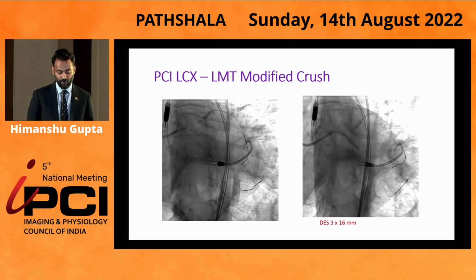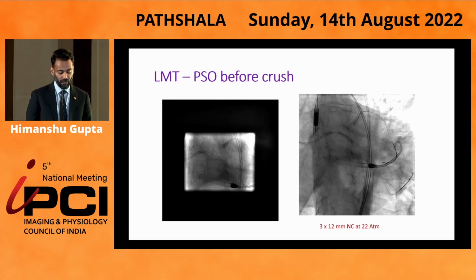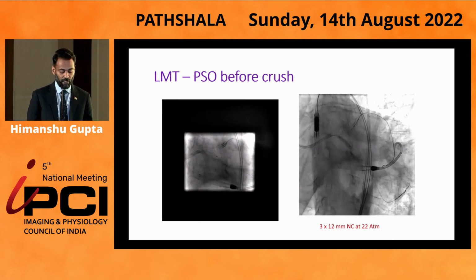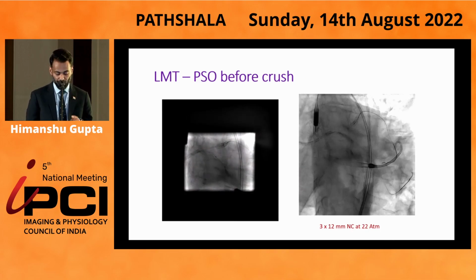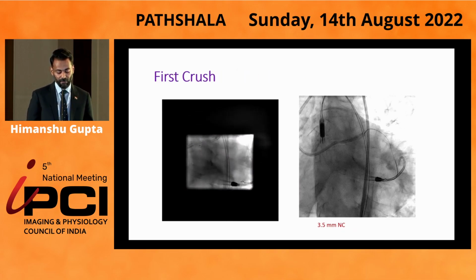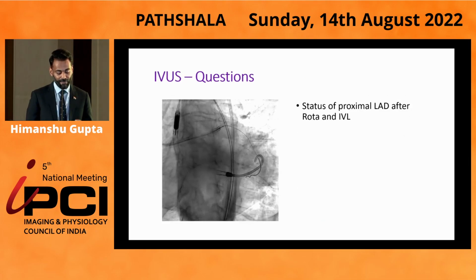So what is a modified mini crush? After stenting, we don't crush. We post-dilate the stent with an NC balloon at 22 atmospheres before we do our first crush. After dilating the tight stent, we crush with a 3.5 millimeter NC balloon, and then we do IVUS into the LAD. So why do we do this IVUS?